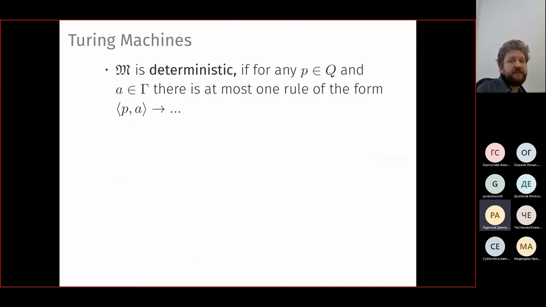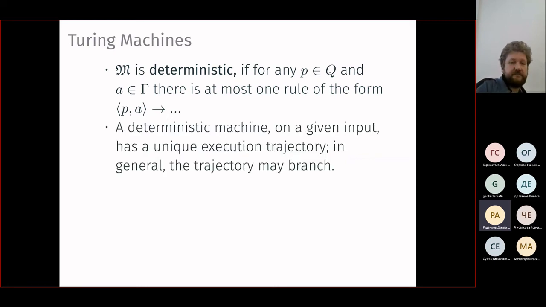And the machine is deterministic if for any P and any A there is at most one rule of this form. So there are no branching paths. Because if you have two rules of this form with different right-hand sides, then you are in state P, you know your state, you know the symbol you are observing, but the machine doesn't know where to move. It has two possibilities. Here it has only one. And a deterministic machine on a given input has a unique execution trajectory.